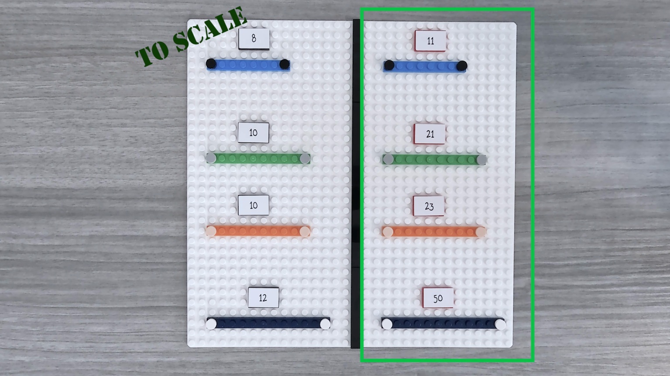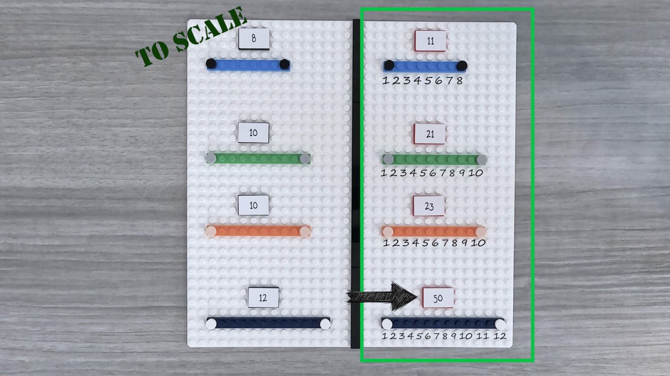Versus if we look at the right side, there's no match or pattern of matches going on. The first one is given a value of 11, and we have 8 studs, and then the next two are both 10 studs, but one has a value of 21, one has a value of 23. And then when we go to 12 studs, we're jumping all the way up to a value of 50, so more than double, but the length is definitely not double. So these are not to scale.